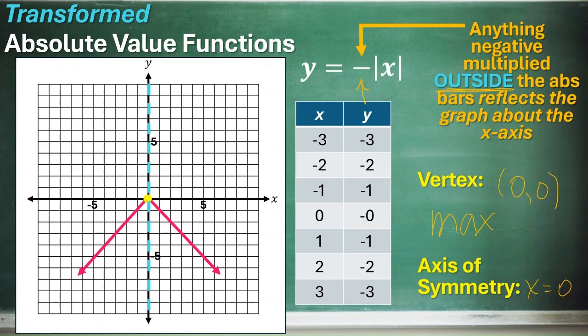All right, now that we have the fundamentals of how absolute value graphs are transformed, let's practice solving a few equations.